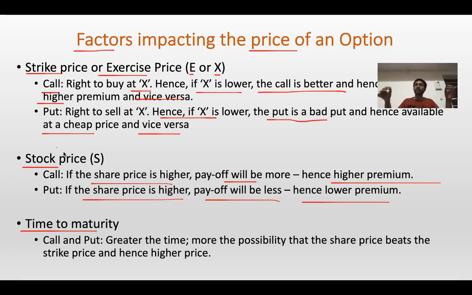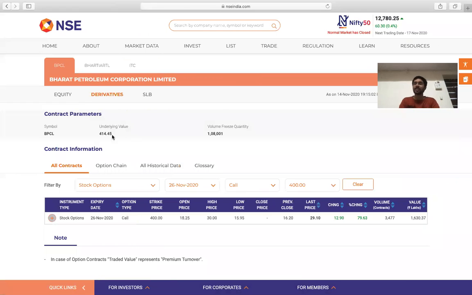So when you take the current share price, I'm assuming that the time to maturity is constant, because for both the stock prices, the time to maturity for both options is going to be the same. Whereas in the example that I took in BPCL, the stock prices of 414 and 390 are not of the same day. It is 1 day before and 1 day after.